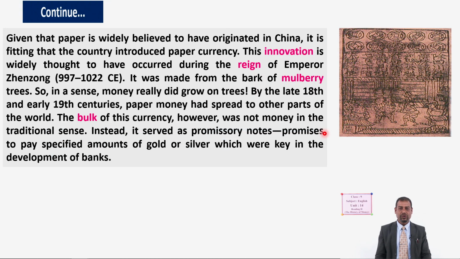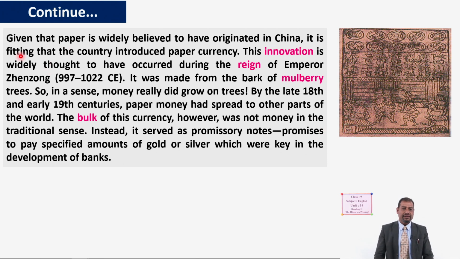Well, if so, now I want to take you to another paragraph. So again, let's read together. Given that paper is widely believed to have originated in China, it is fitting that the country introduced paper currency. This innovation is widely thought to have occurred during the reign of Emperor Zhengzong, 997 to 1022. It was made from the bark of mulberry trees, so in a sense, money really did grow on trees.